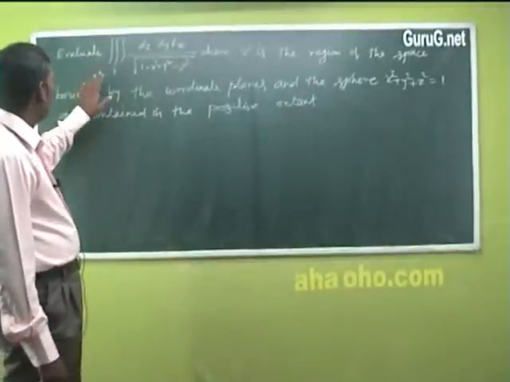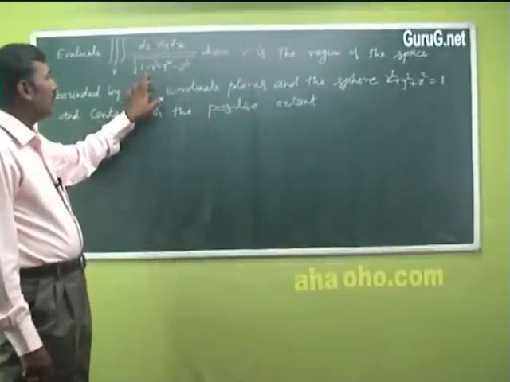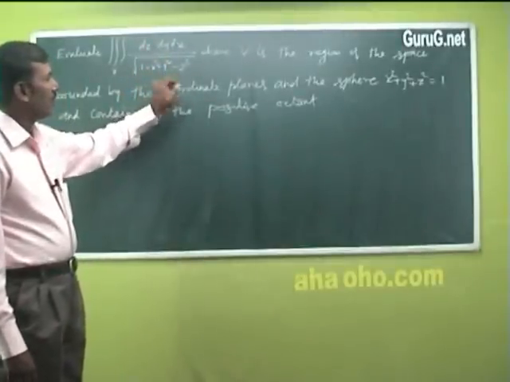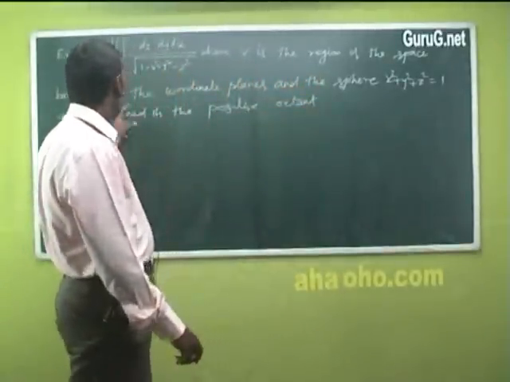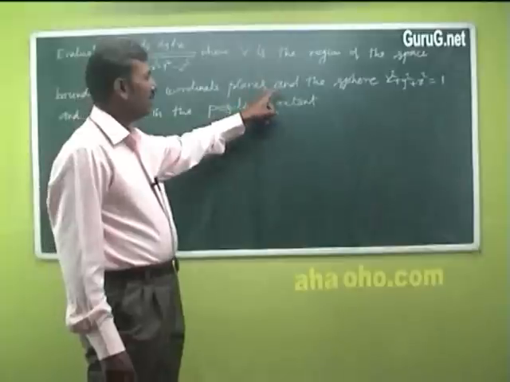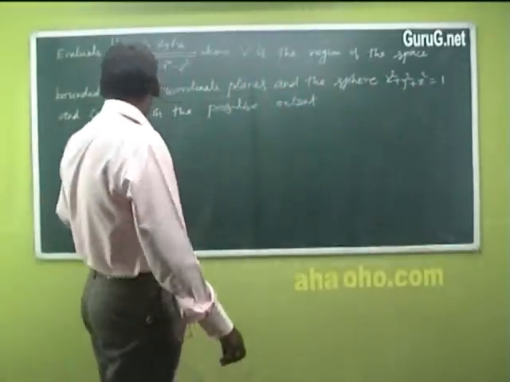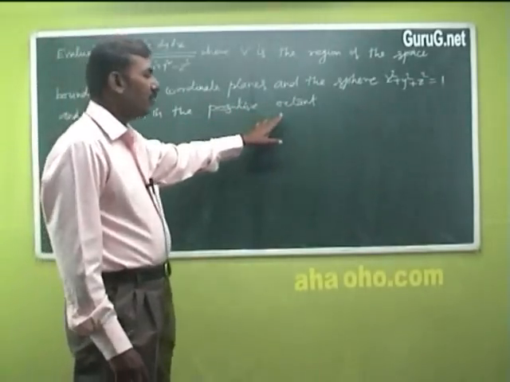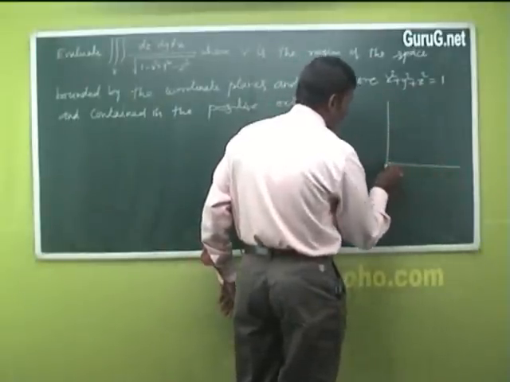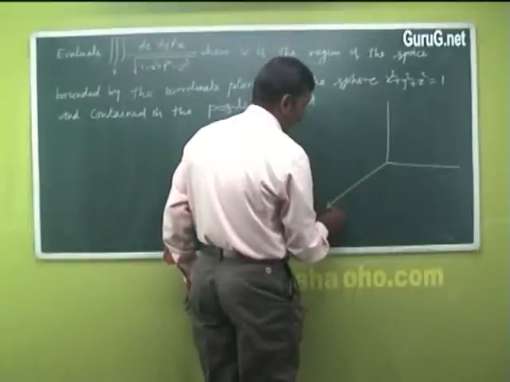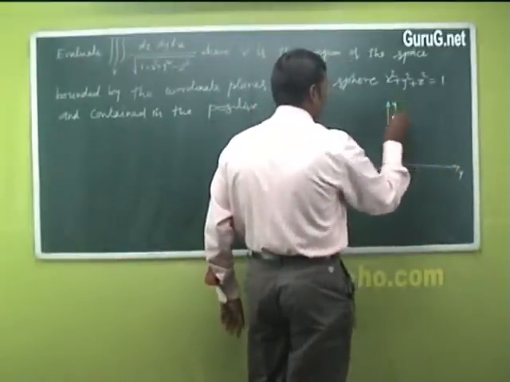The next problem: evaluate the triple integral over V of dz dy dx by root of 1 minus x square minus y square minus z square, where V is the region of the space bounded by the coordinate planes and the sphere x square plus y square plus z square equal to 1 and contained in the positive octant. So the sphere is like this: x-axis, this is y-axis, this is z-axis.